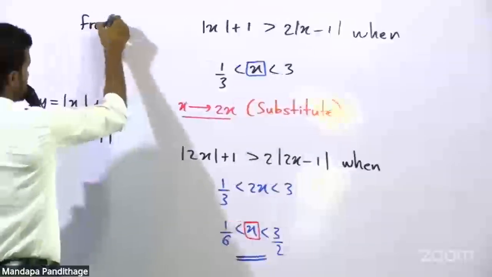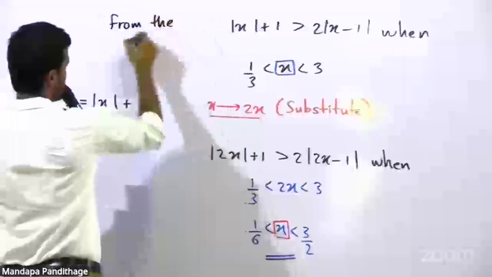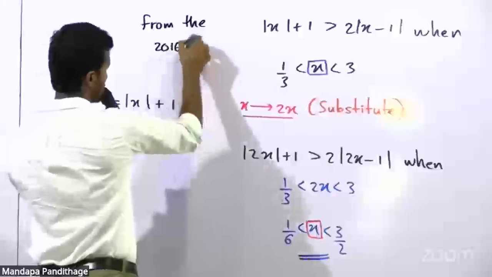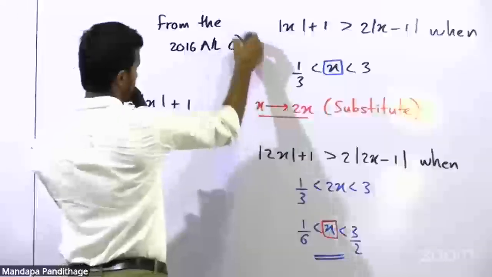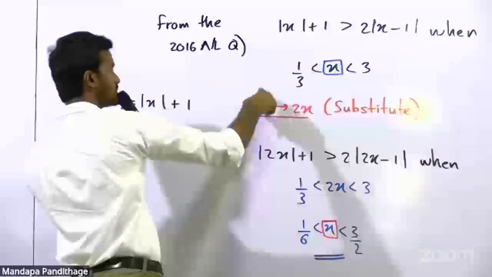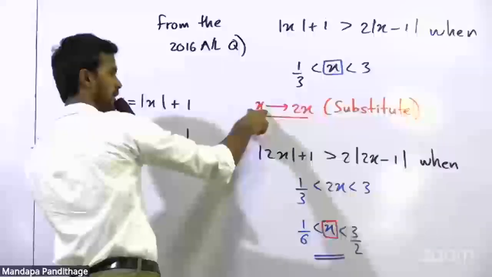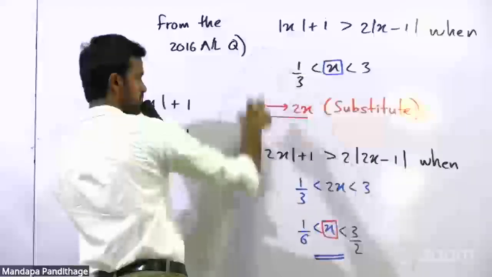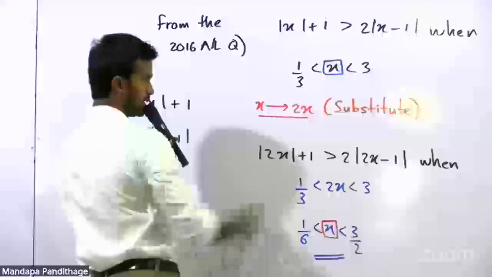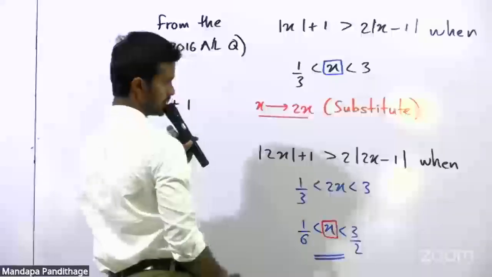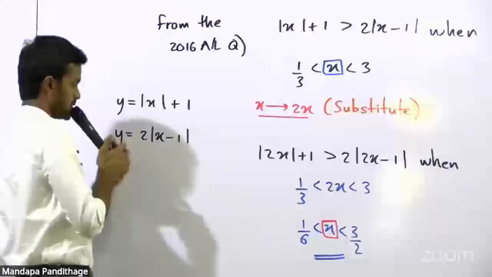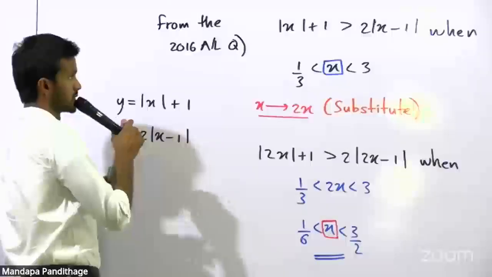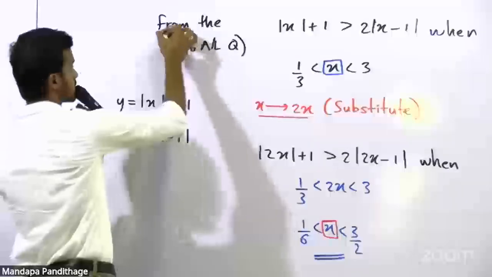Okay, so then write in this way, look at the board from the 2016 A-level question. Okay, you got this one. So you got this one. And then put this substitute. It's clear when you put the substitute, x should be replaced in the inequality and even in the answer. X should be replaced. So first write from the 2016 A-level question.